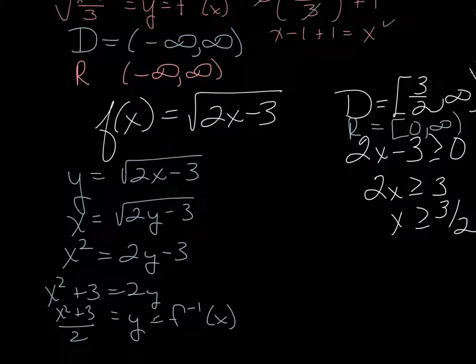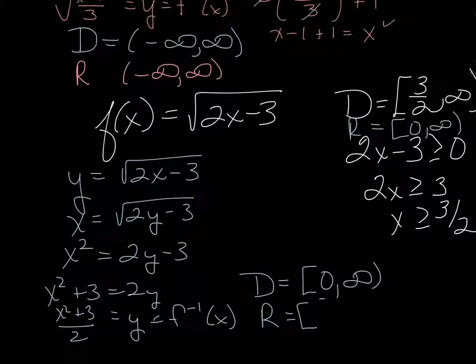All right. What is the domain of the inverse then? Negative infinity to infinity, probably. It's 0 to infinity, because there's a square root. And what's the range? 3 halves to infinity. 3 halves to infinity. Okay.